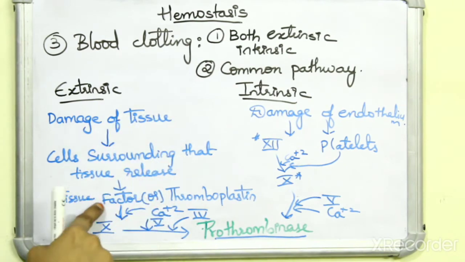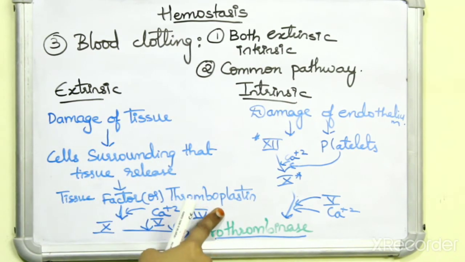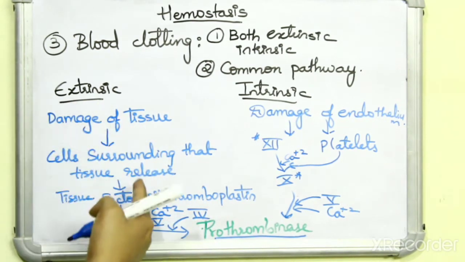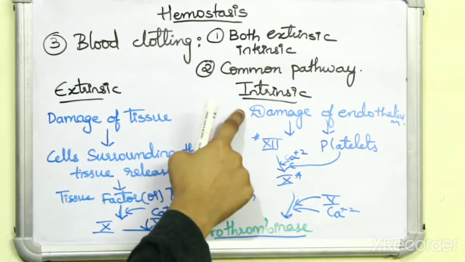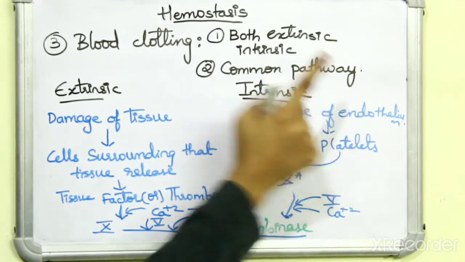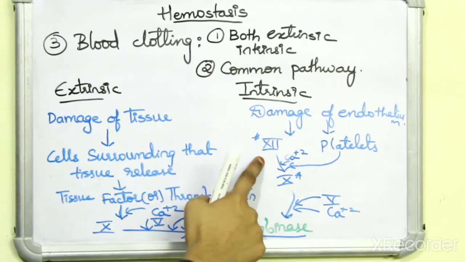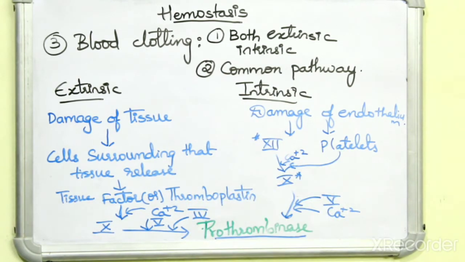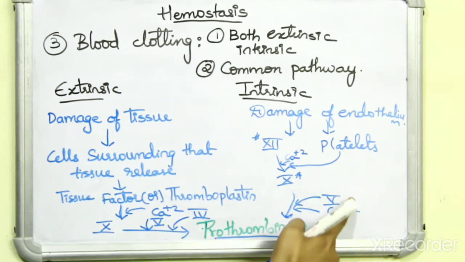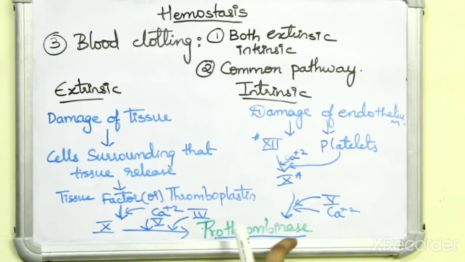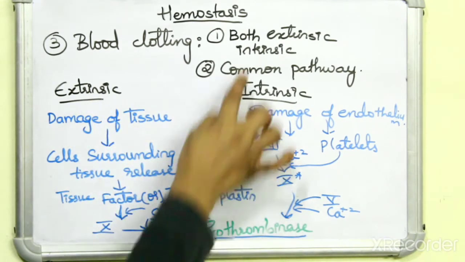See, the factors are different in extrinsic and also in the intrinsic one. In extrinsic we have damaged tissue externally which releases thromboplastin, from the cells which are surrounding it. But in intrinsic, the damage of endothelium is activating different factors. The 10th factor, along with the 5th and the presence of calcium, forms prothrombinase. So this is about the first phase.